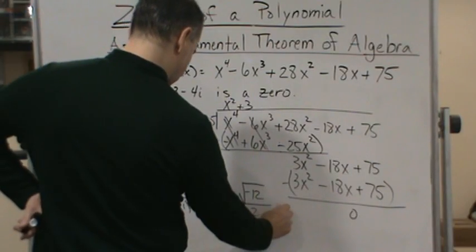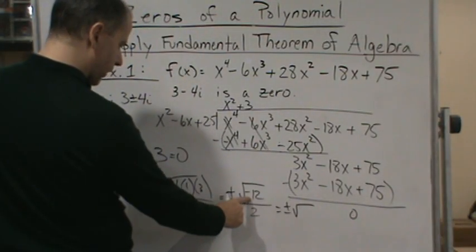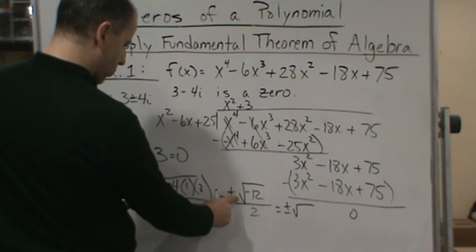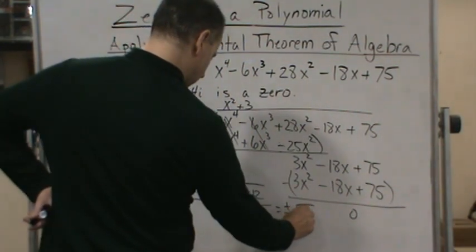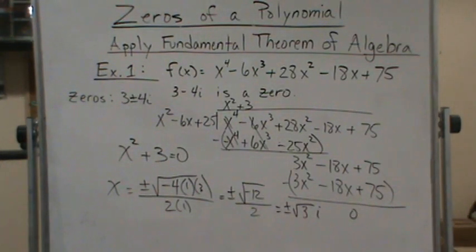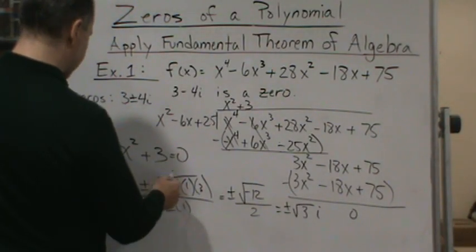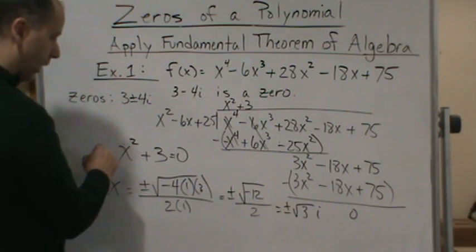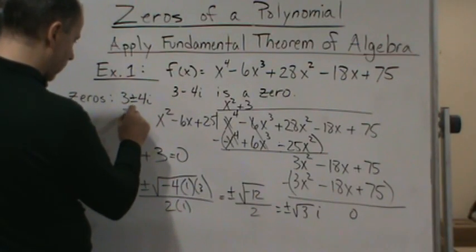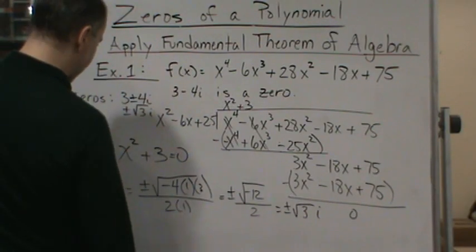So this is going to give us plus or minus the square root, because we could pull the 2 out, because the square root of 4 is 2. Cancel with the 2 down here. We end up with the square root of 3 times i. And so the zeros then are going to be what? It's going to be 3 plus or minus 4i, and then also plus or minus the square root of 3 times i.